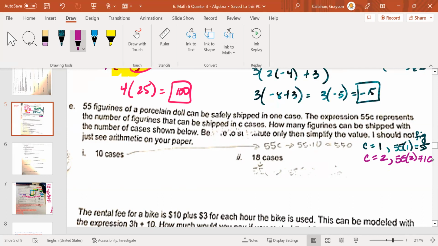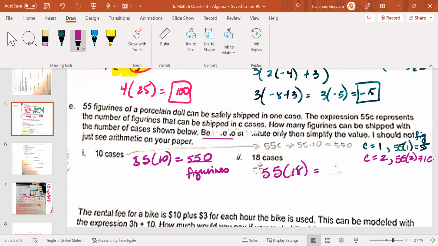How many figurines can be shipped with the number of cases shown below? Before, substitute only, then simplify the value. I should not see any arithmetic on your paper. So for 10 cases, it's just 55 times 10, right? 1 times 55 is 55. How many zeros do you have? 1 zero. So 550 figurines, right? 18 cases, it'll be 55 times 18, right?